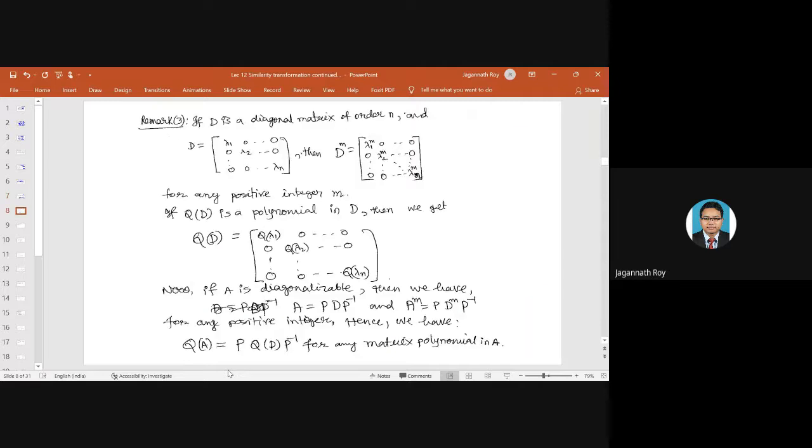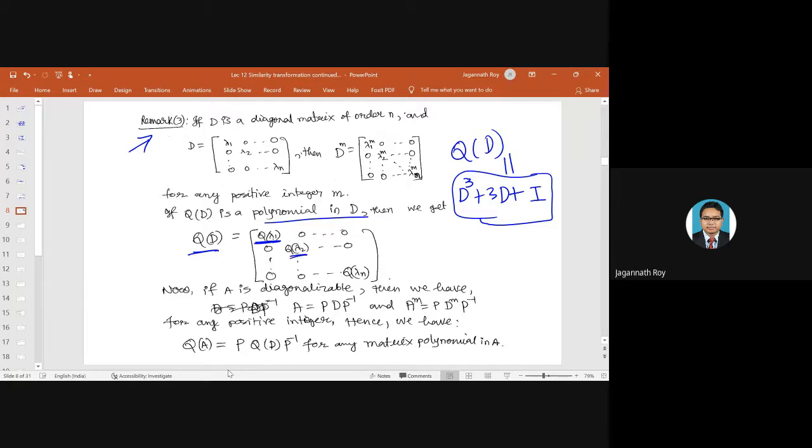Okay, next, there is another property. If we have a polynomial in D, for example, D cube plus 3D plus some multiple of I, where D is the diagonal matrix. If you write this polynomial as q of D, then q of D will be of this form. So you can directly put it here.